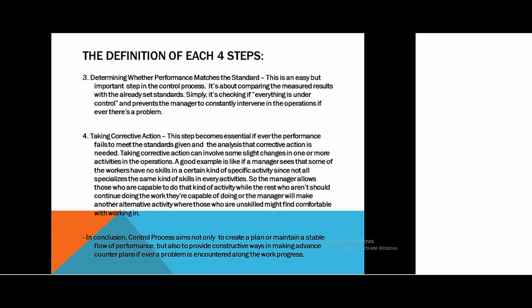A good example is if a manager sees that some of the workers have no skills in a certain kind of specific activity, since not all specialize in the same kind of skills in every activity. So the manager allows those who are capable to do that kind of activity, while the rest who aren't should continue doing the work they're capable of doing, or the manager will make another alternative activity where those who are unskilled might find it comfortable working in.